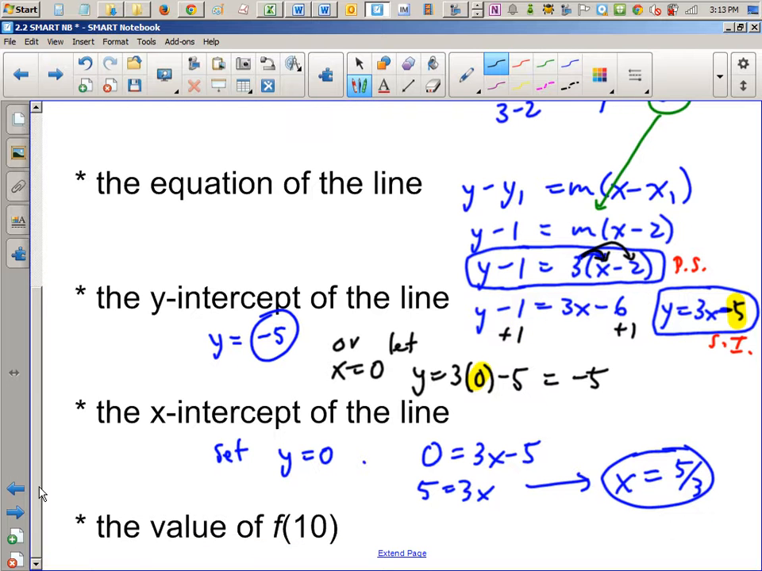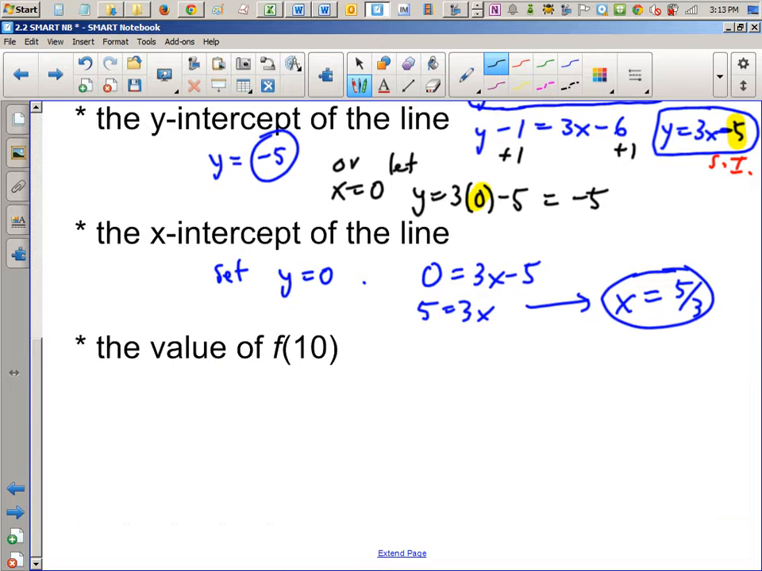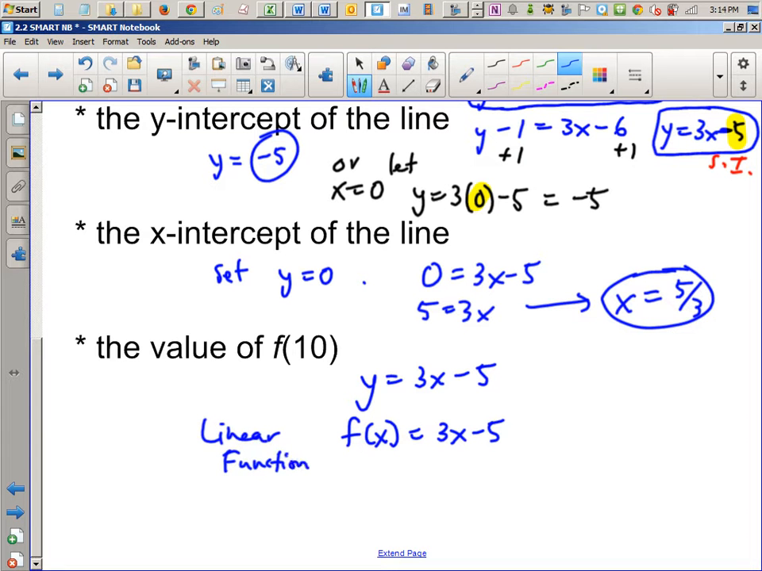Okay, next says find the value of f of 10. So you might say, well, where's f? I don't have f. Well, remember, y is 3x minus 5. Written as a linear function, we would call it f of x equals 3x minus 5. So here is the linear function, written in f of x format. To find f of 10 literally just means to let your x be 10 and see what happens. So we let our x be 10, and we get 30 minus 5, 25.